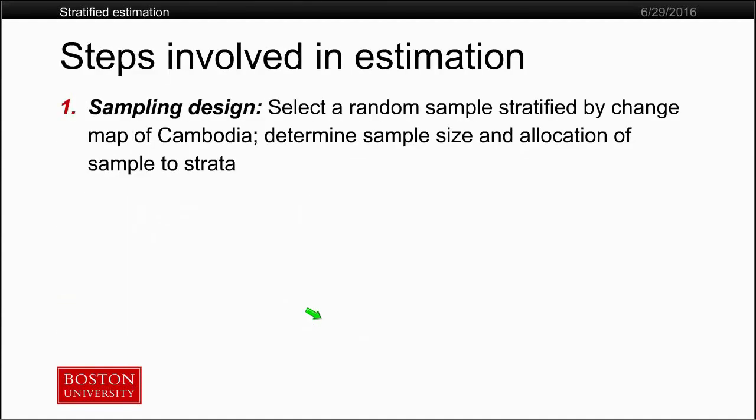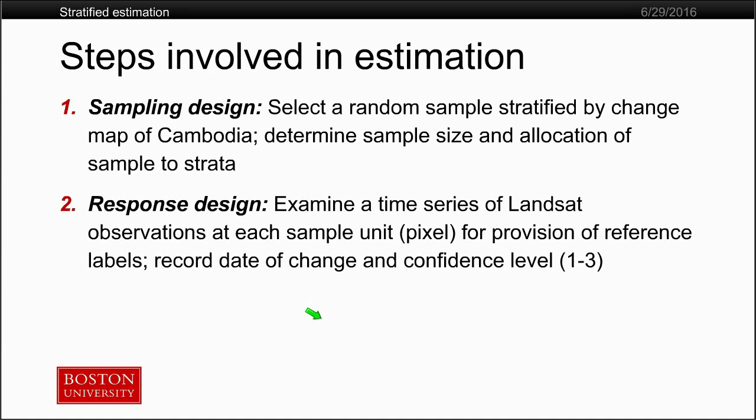So what I'm going to have to do now is first to select my stratified random sample. And part of this sampling design is to determine the sample size and allocation to strata. And then I'm going to have to examine each of my sample units in my reference data. My reference data is Landsat, and the beauty of Landsat, there's a lot of beauties of Landsat, but one of the beauties is that the data is completely free. We have an archive of historical Landsat data that is completely free of charge.